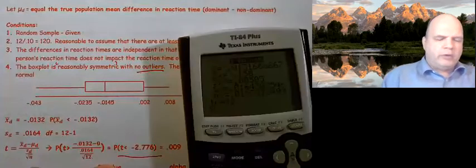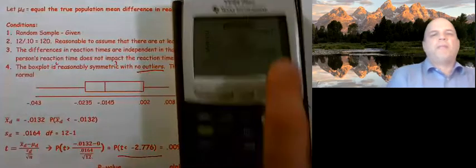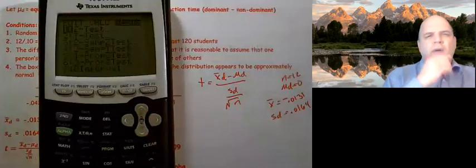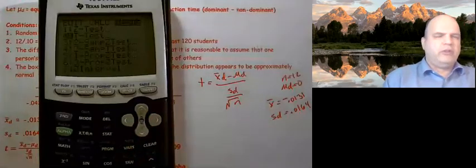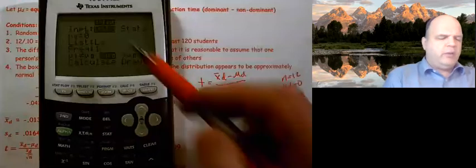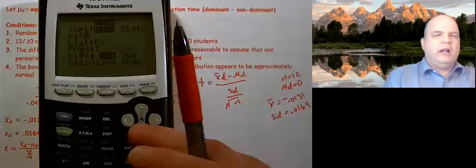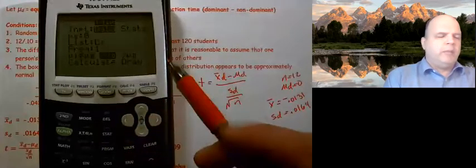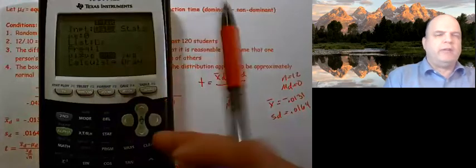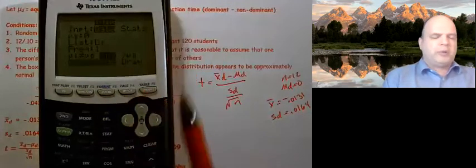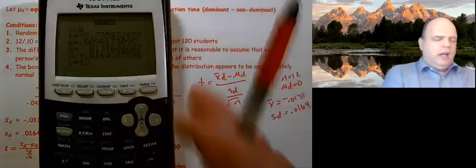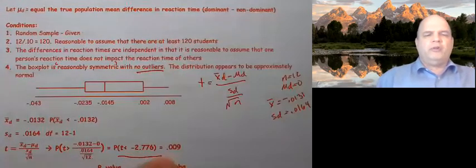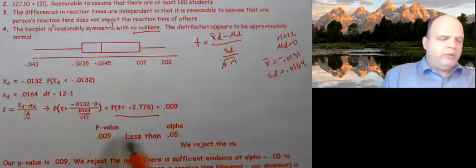To do that, all we did was go stat, arrow over to the word test, and we're looking at number 2, which is the t-test. We have data, so we want data highlighted, mean is 0, list is L3, frequency is 1. Now make sure on this that because our alternative hypothesis was less than, we have less than selected. Press calculate, and we get negative 2.776 equals 0.009. So our p-value is 0.009.